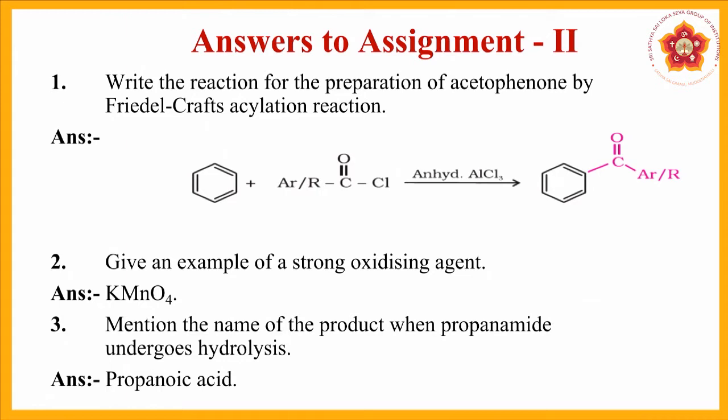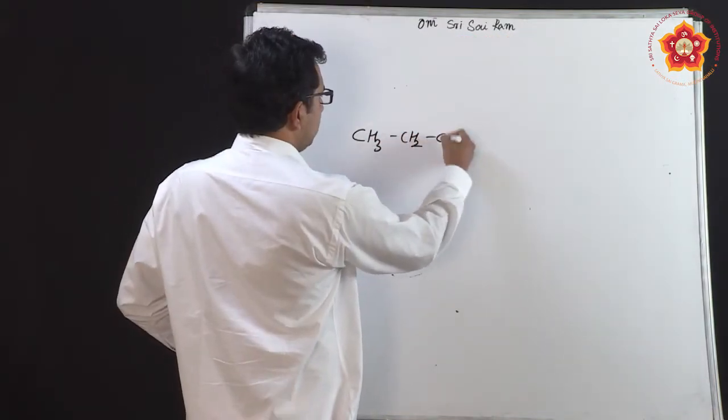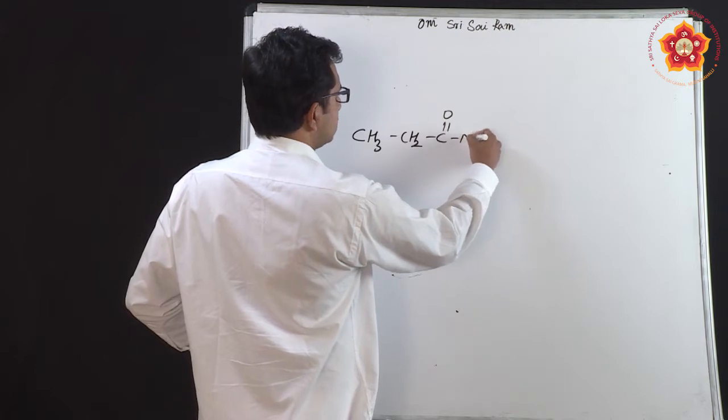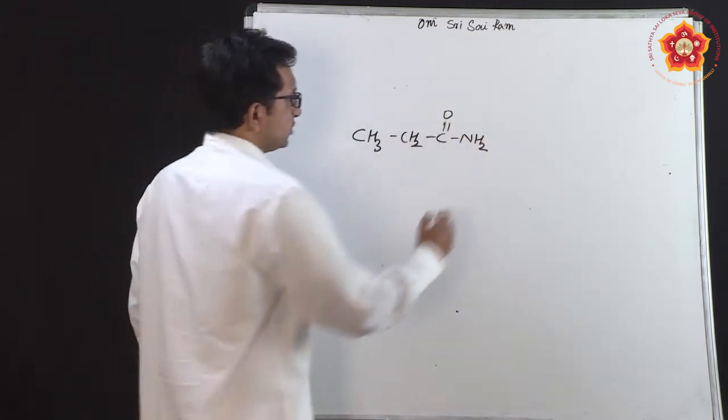Mention the name of the product when propanamide undergoes hydrolysis. Since only the name of the product is asked here, the direct answer propanoic acid is given, but how do we get this propanoic acid is, suppose if we take propanamide, prop indicates 3 carbon system and CONH2 is the amide group which is present.